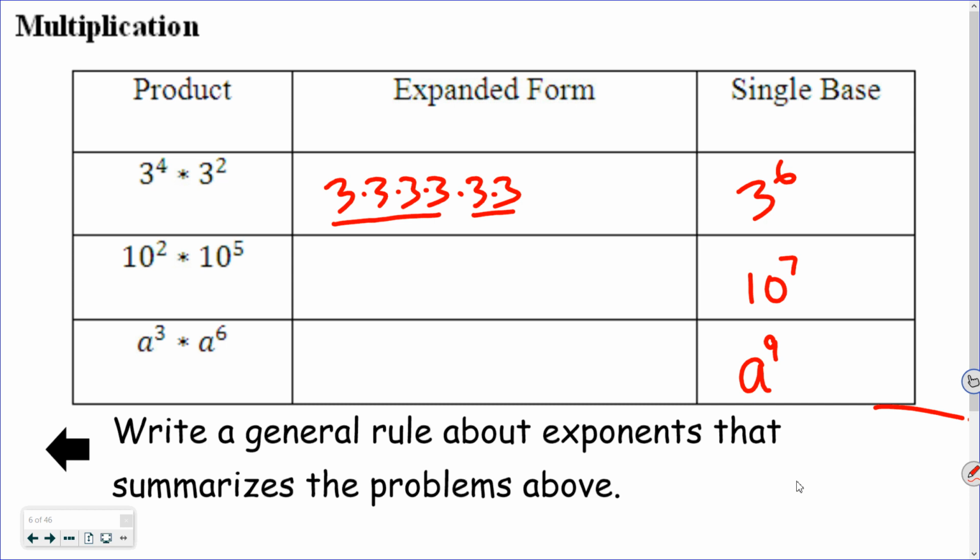Right, so if I were writing a rule for this, I would say, if I'm multiplying things with the same base, for example, these 3's, the base stayed the same, and I added the exponents. So I added the 4 and the 2, so 3 to the 6th. The 10s, base 10, base 10, they have the same base. When I multiply things with the same base, the base stays the same, and I add the exponents, 2 plus 5. If I have the same base, a and a, the base stays the same, I add the exponents. Something to that effect.